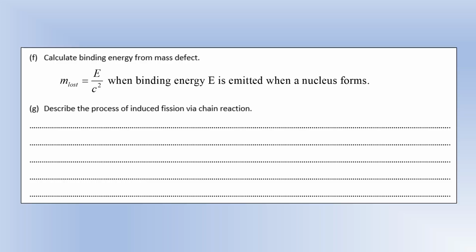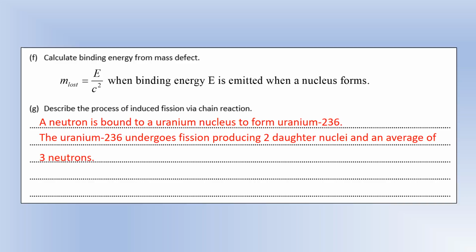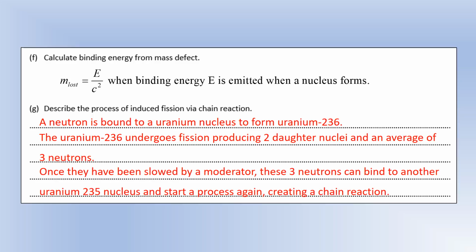The way we do it with a nuclear fuel is we bind a neutron to a uranium nucleus to form uranium-236. So 235 is the fuel. We bind a neutron to it, it becomes 236. That then undergoes a fission process. By binding a neutron to it, we make it much more unstable, and much more probable that a decay will occur. It splits into two daughter nuclei and also about 3 neutrons. It varies slightly from reaction to reaction, but on average, we produce 3 neutrons. If we can slow down those neutrons using a moderator, those 3 neutrons can bind to another 235 nucleus and start the process again. And we've managed to create essentially a chain reaction.